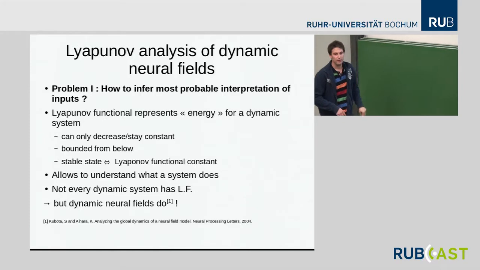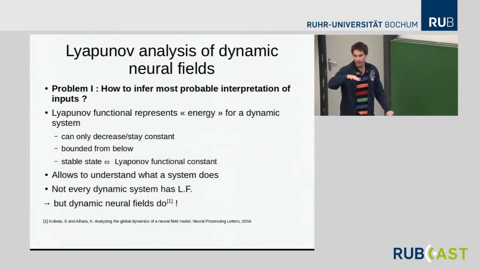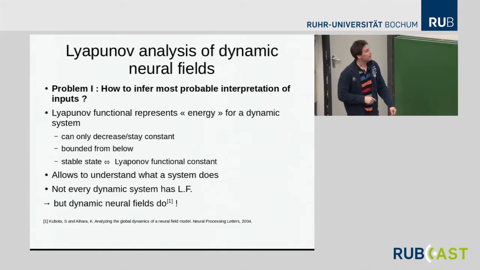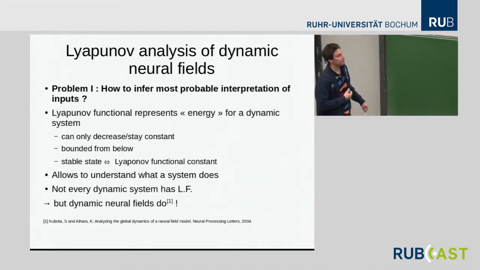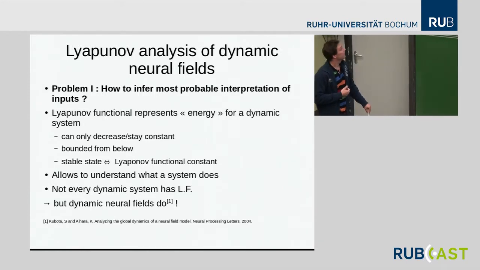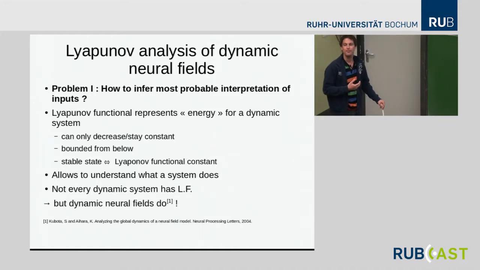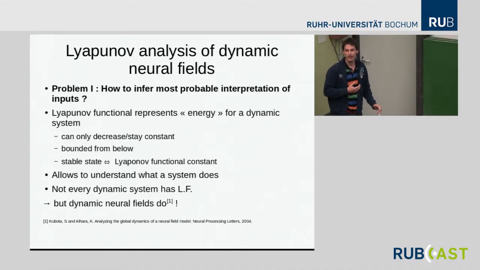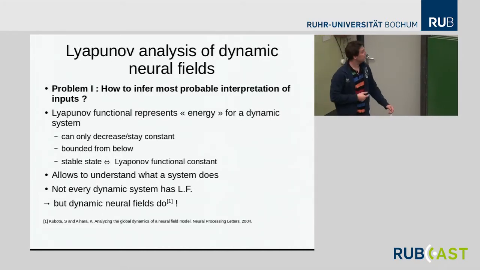A Lyapunov functional must be strictly decreasing. It can at most stay constant, but it can never increase on its own. And it must be bounded from below. So there are mathematical guarantees that some stable state will at least be reached. This is what a Lyapunov functional gives us. And more importantly, if you can write down your Lyapunov functional, you can partly understand what the system does, which is not always very evident from the differential equation. You're going to see this on the next slide.